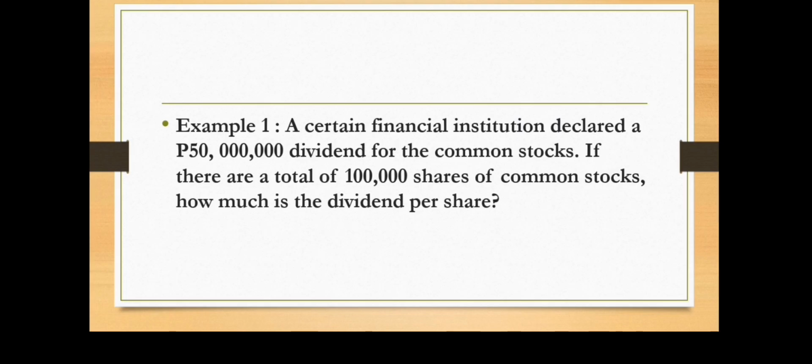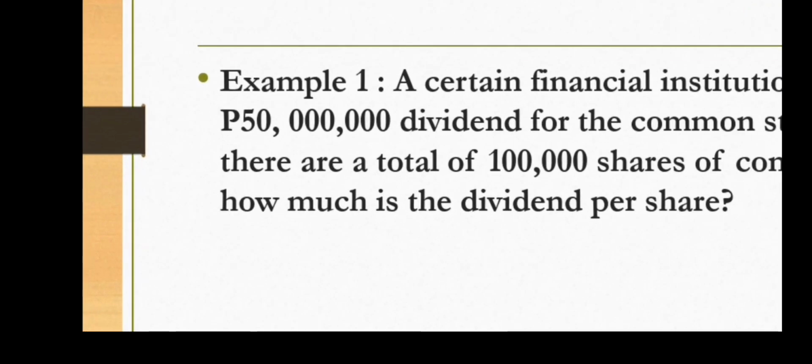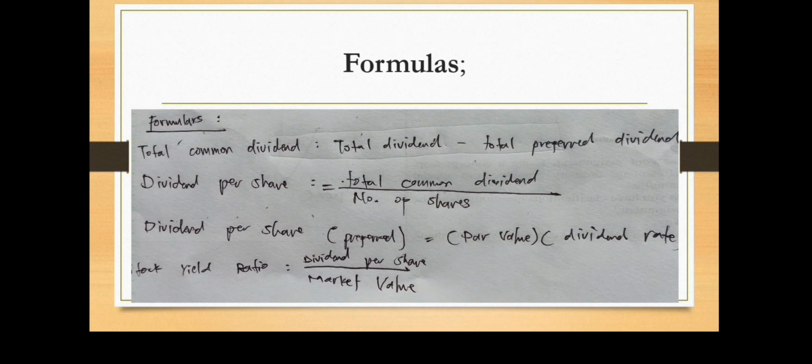So, example number one. A certain financial institution declared a 50 million pesos dividend for the common stocks. If there are a total of 100,000 shares of common stocks, how much is the dividend per share? So always remember, to get the dividend per share, this is the formula.